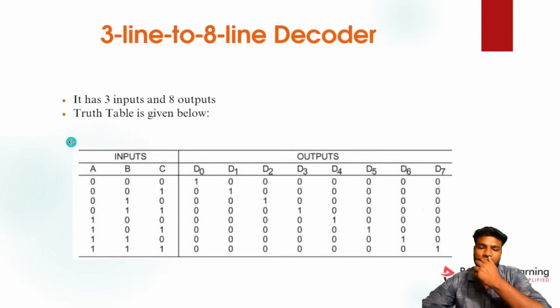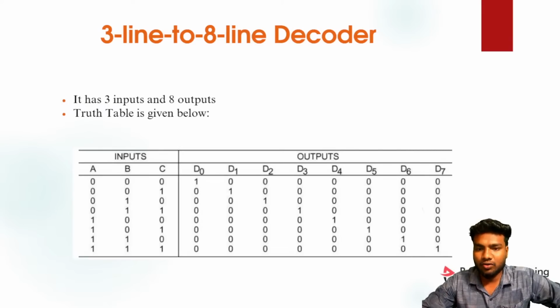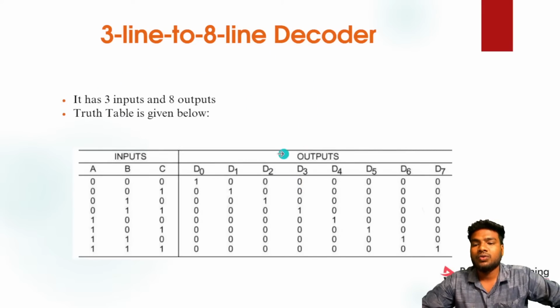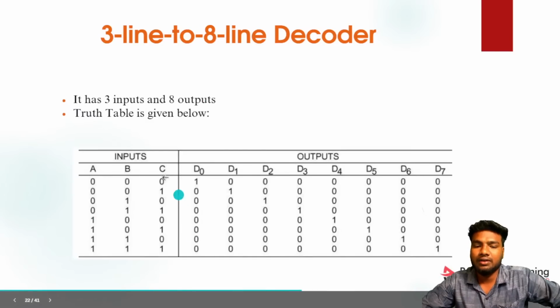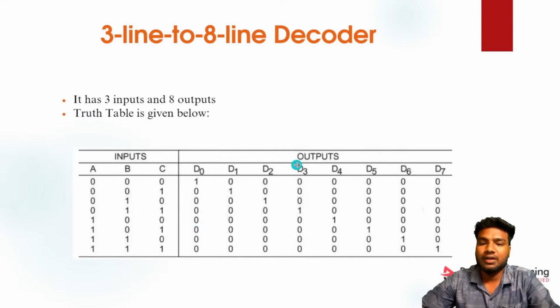Basically, we have now entered the 3 cross 8 decoder. It means 3 inputs and 8 outputs. We know we have to follow the 2 power n logic, where n equals the number of inputs. The input is 3, so 2 power 3 is 8. So with 3 inputs you will get the decoder's 8 line outputs, like 8-bit outputs.